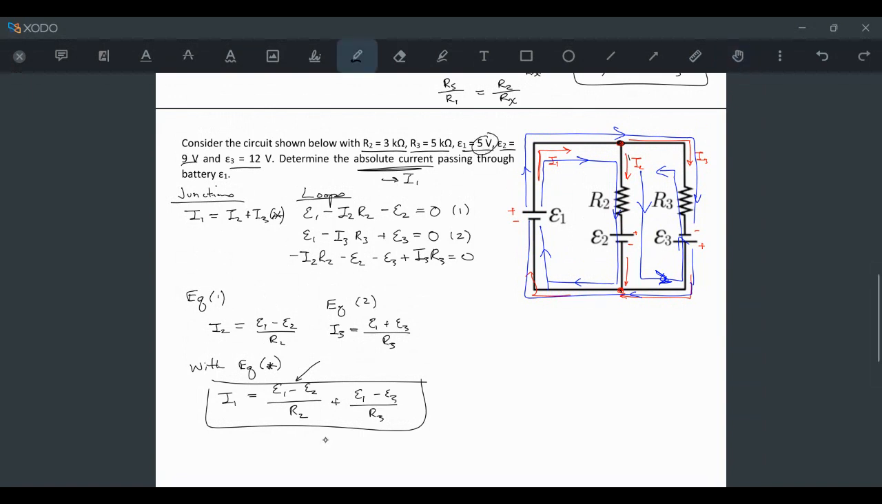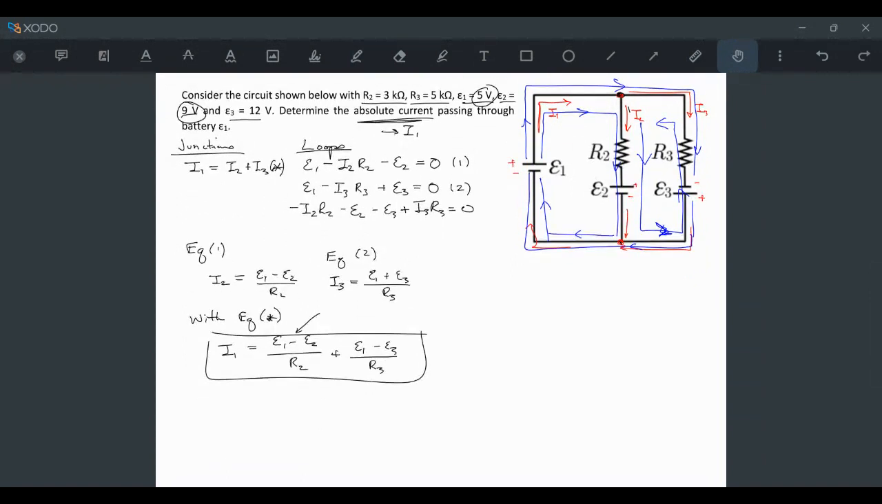Epsilon 1 is 5 volts and epsilon 2 is 9 volts, so what we've drawn for I2 might be the wrong direction. It's okay because what we're worried about is I1, but we should figure out if the whole thing comes out positive. I forgot that this is a plus sign right here. But yes, we should figure out if this whole thing comes out positive, and then we can correct our diagram if we need to.